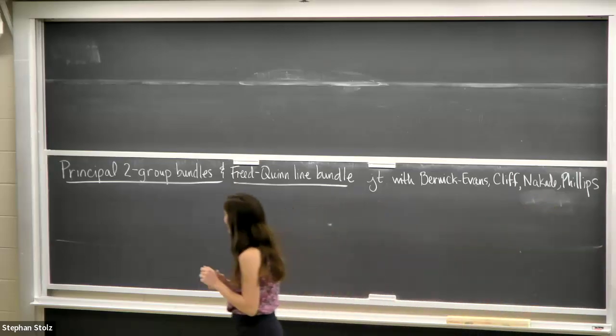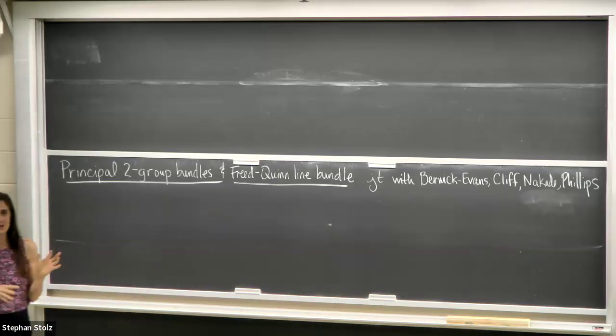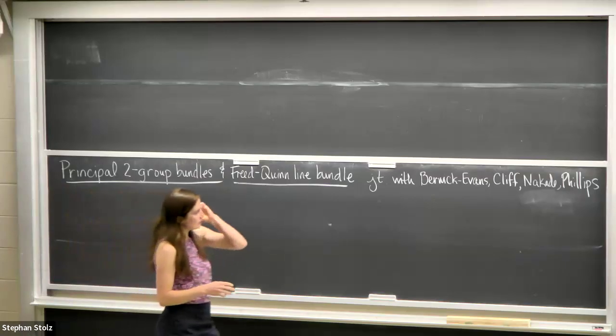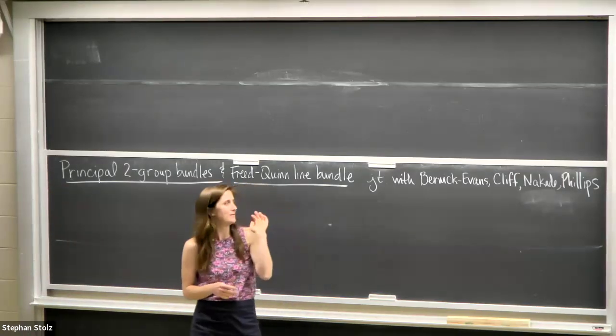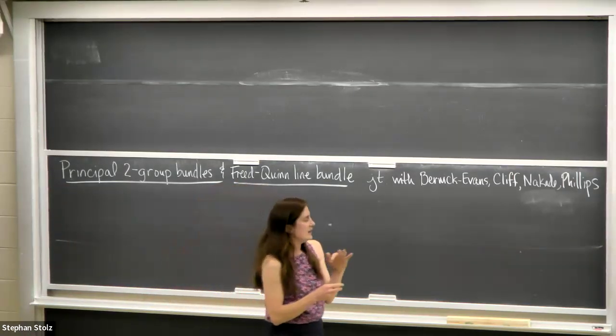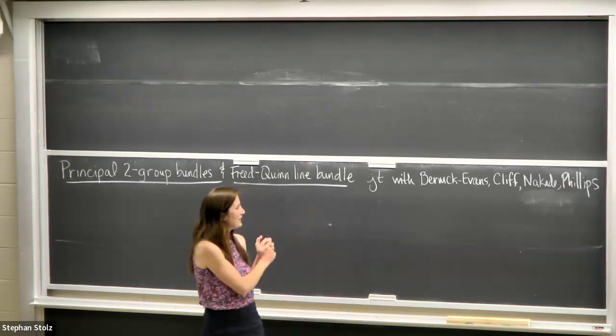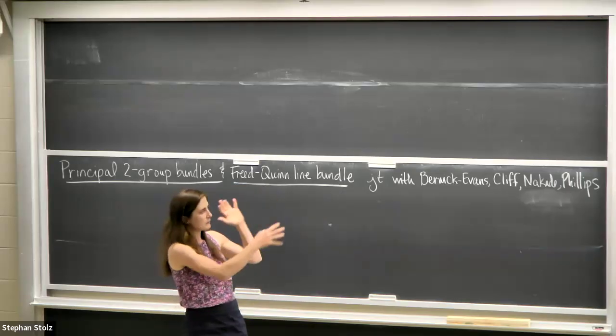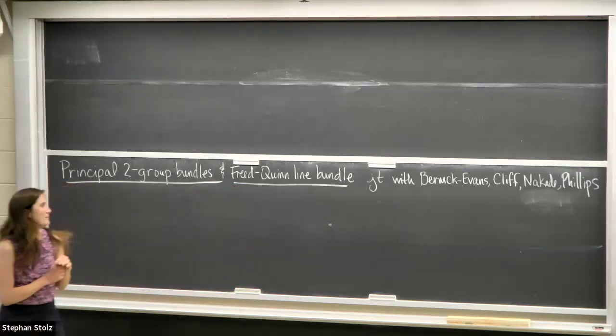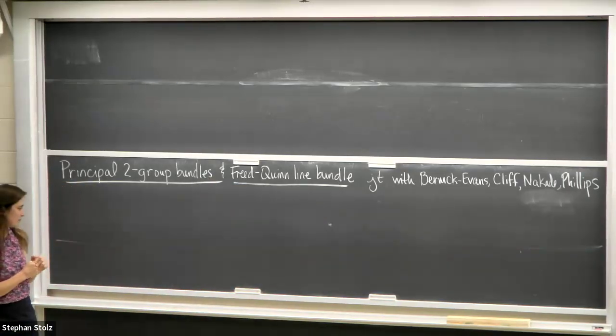So today I want to talk to you about a project on two groups and two group bundles. This is joint work with Dan Berg-Evans, Emily Cliff, Kervin Nakate, and Emma Phillips. It started at an AMS MRC research community, and some of the project is with a subgroup of those people. But yes, joint work with those people.